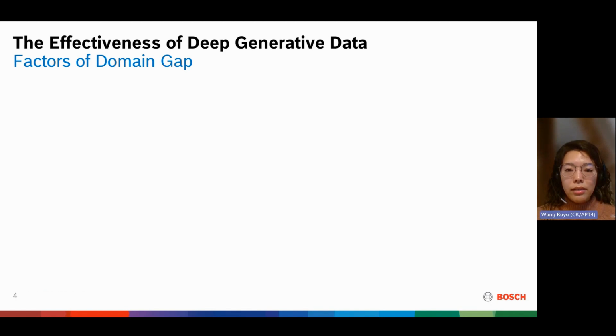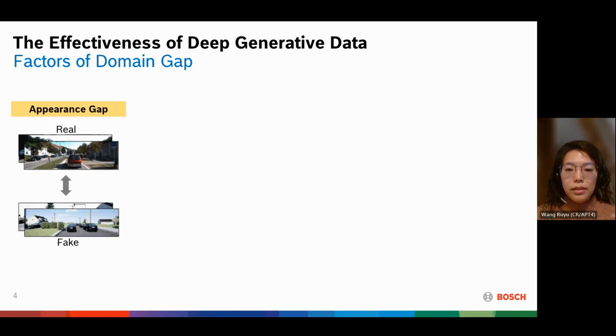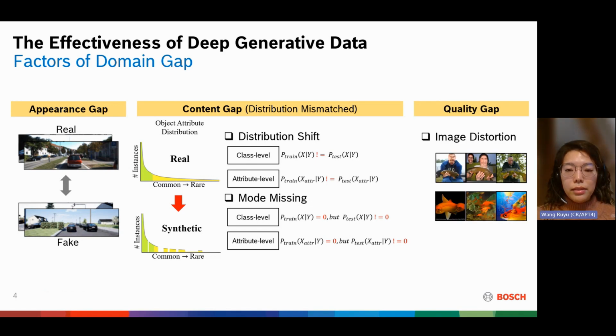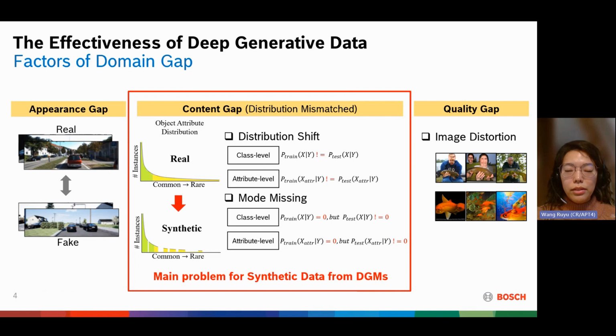In this paper, we defined a new taxonomy to classify the factor into three types. First, the appearance gap. This describes the gap induced by artifacts like unrealistic textures, which is more often observed in the synthetic data acquired from simulators like CAD. Second, the content gap. It addresses the distribution mismatch between synthetic and real data, and not only from the class level, but also from the attribute level. Third, the quality gap. It describes the distortion in the generated images, like the fish with two heads. In the following slides, I will present some empirical investigations to show that the content gap is the primary issue among these three factors.